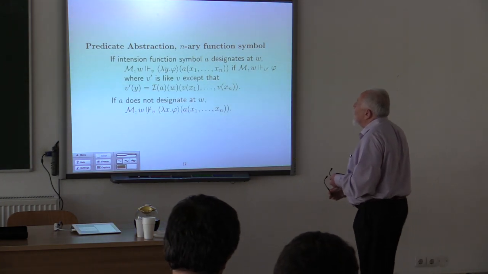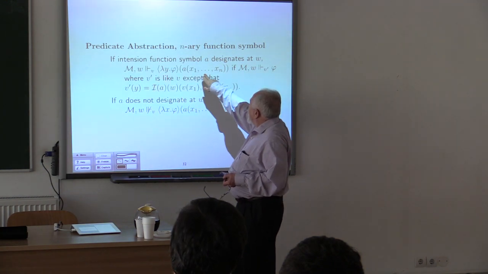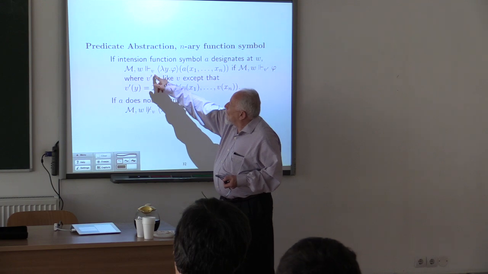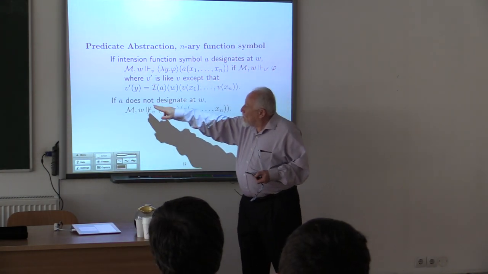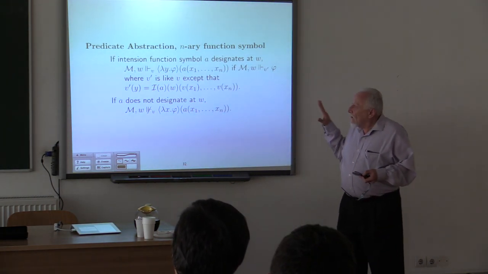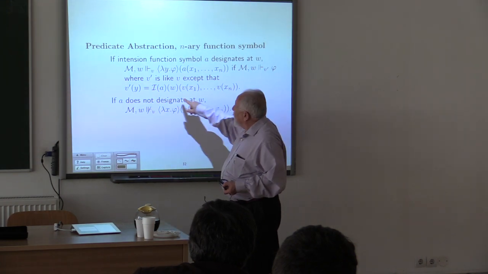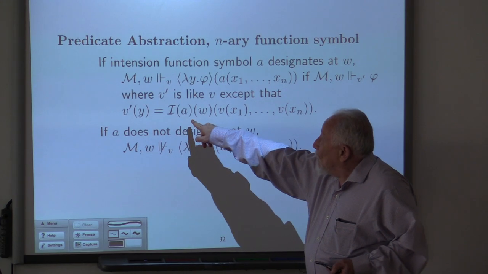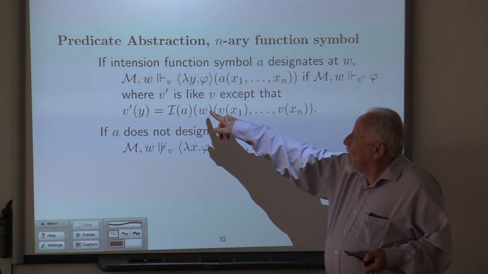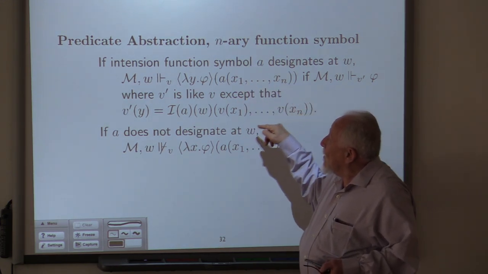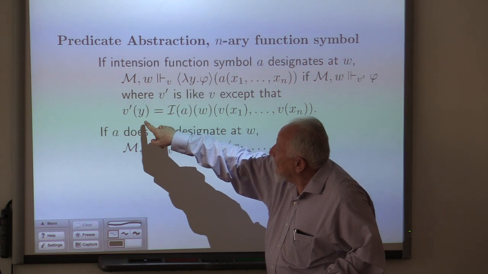This is the serious one. Look at the bottom one first. I'm interested in when is this true? So at world W, under valuation V, this abstract should hold of function symbol A applied to these things. Now, this bottom one here, if A doesn't designate, we just take it to be false. Now, if A does designate, we have to figure out what it is that's being designated. If A does designate, then your interpretation of A actually associates a function with A at world W. Apply that function to the values associated with these variables. That gives you something. Change the valuation here to be one that associates with Y what that is.